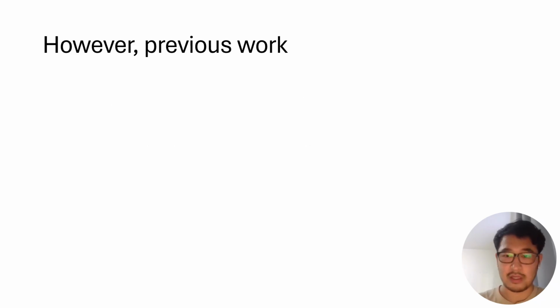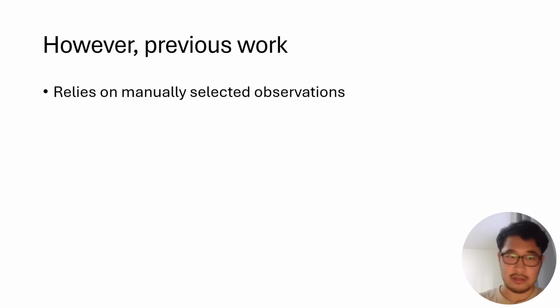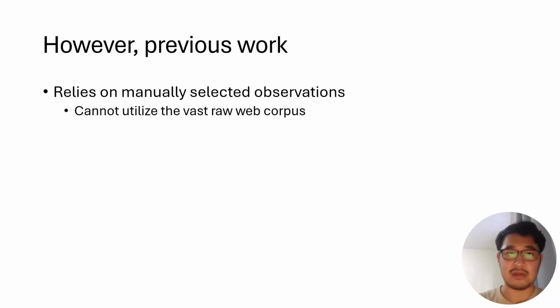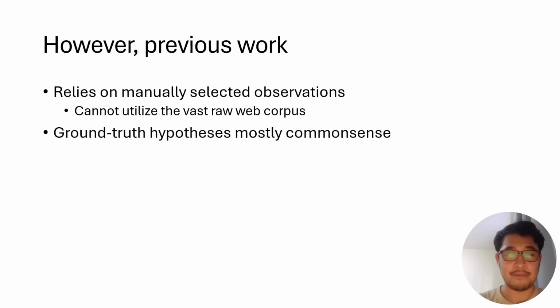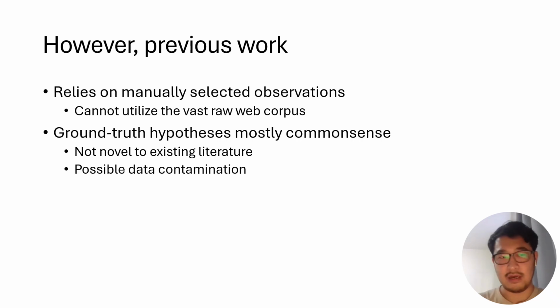However, previous work on inductive reasoning relies on manually selected observations, so it cannot utilize the vast raw web corpus to propose hypotheses, and the ground truth hypotheses are mostly common sense, which causes problems: it is not novel to existing scientific literature, it has a possible data contamination problem, and it is not challenging enough for current large language models.